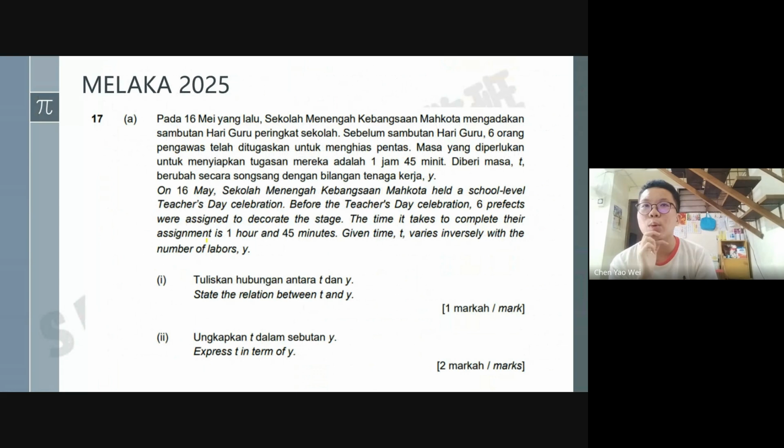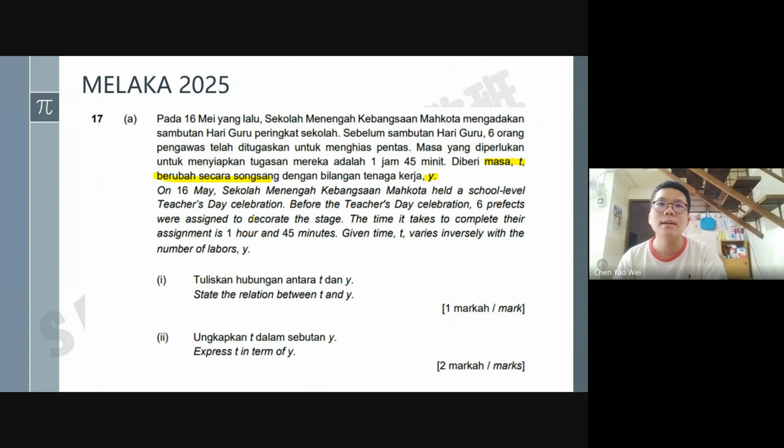Sekolah mengadakan sambutan Hari Guru. Sebelum itu, 6 orang pengawas telah ditugaskan untuk menghias pentas. Masa yang diperlukan untuk menyiapkan tugasan mereka adalah 1 jam 45 minit. Diberi masa T berubah secara songsang dengan bilangan tenaga kerja Y. You see, given time varies inversely with Y.